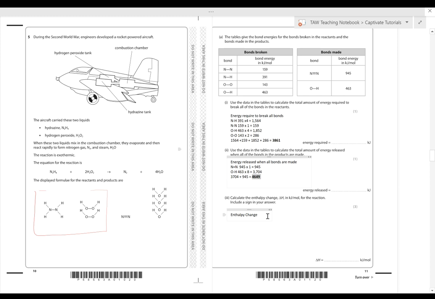4,649. Now to calculate the enthalpy change, we need to take the energy required to break all bonds, 3,861, and take away the energy released when all the bonds are made, 4,649. And that gives us an answer of minus 788.